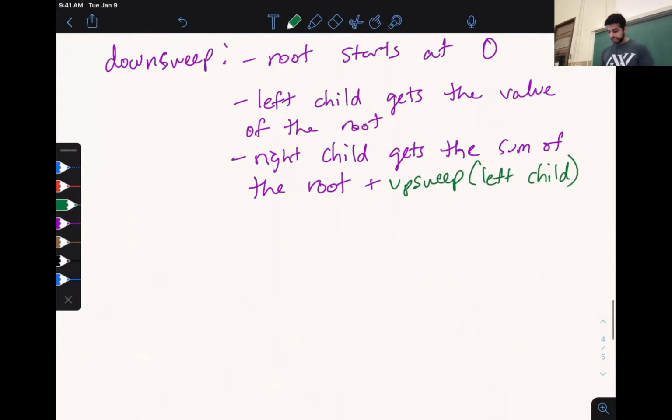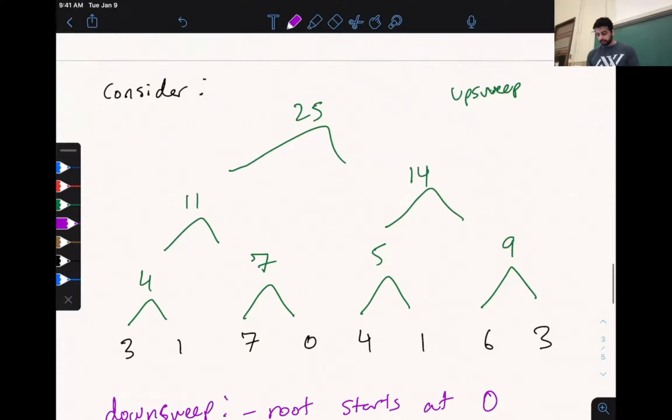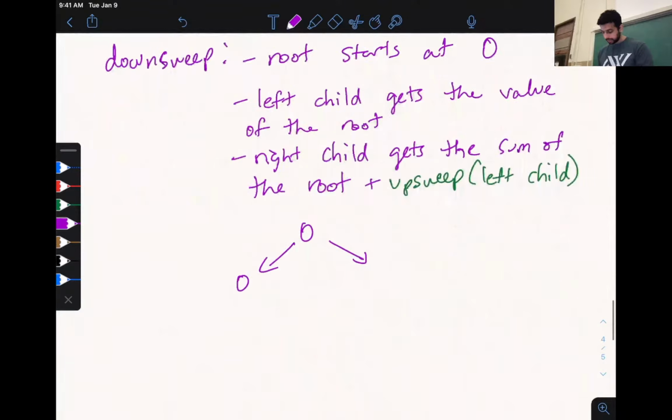And let's look at how this actually ends up working with our example. So I told you that the root node gets assigned a value of 0 on this downsweep. And the downsweep is going top down, so we're going to reconstruct this tree. The left child will get the same value as the root. The right child gets the value of the root plus the upsweep value of the left child. So this child here will get a value of 11. And now we're going to expand the next layer here.